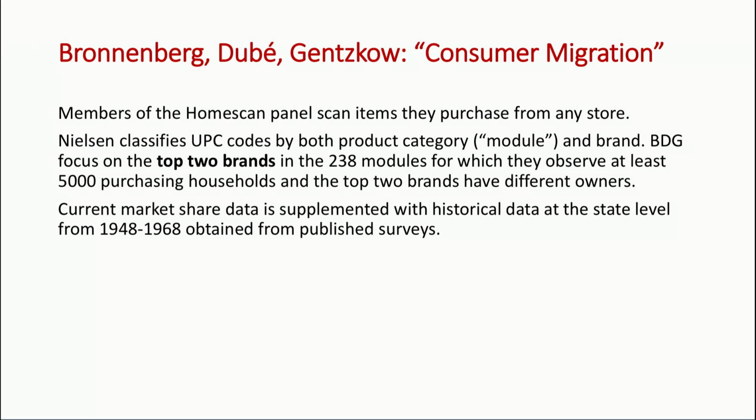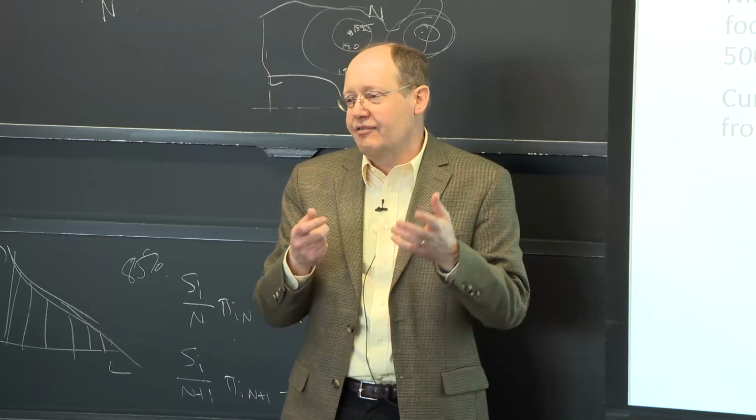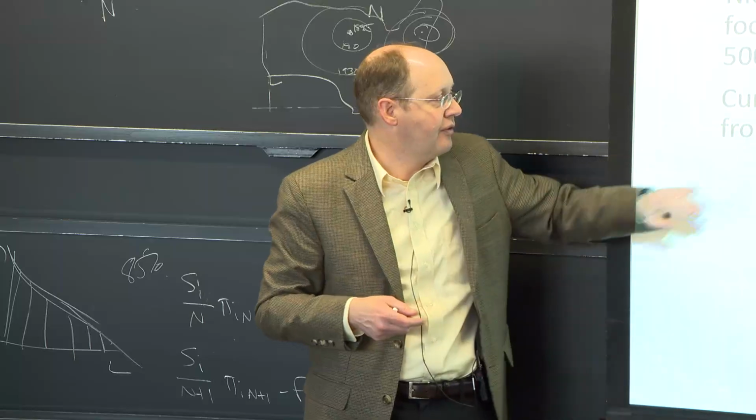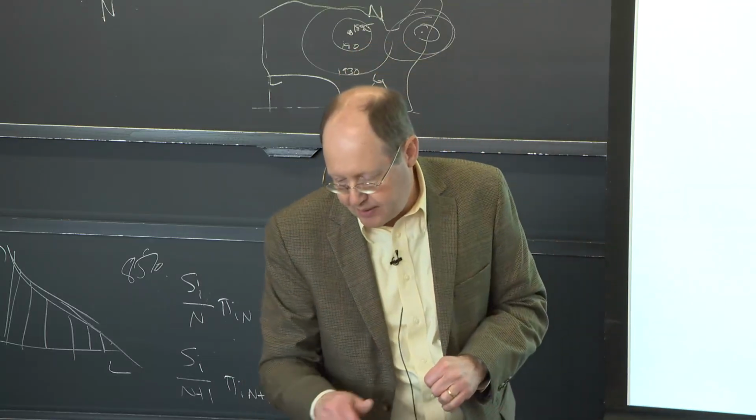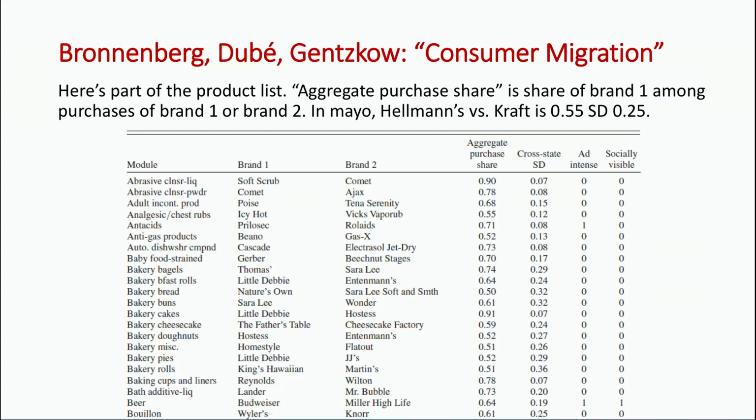Anyway, the current market share data is also supplemented with historical data at the state level that's obtained from some published surveys that ask people what brand of mayonnaise do you normally buy, and they found these archival things from the 40s up through the 60s. I won't talk so much about that part, though. Actually, they also do advertising data. I'm not going to talk so much about what they do with the advertising data. But anyway, here is part of their product list. And again, it's 238 things long.